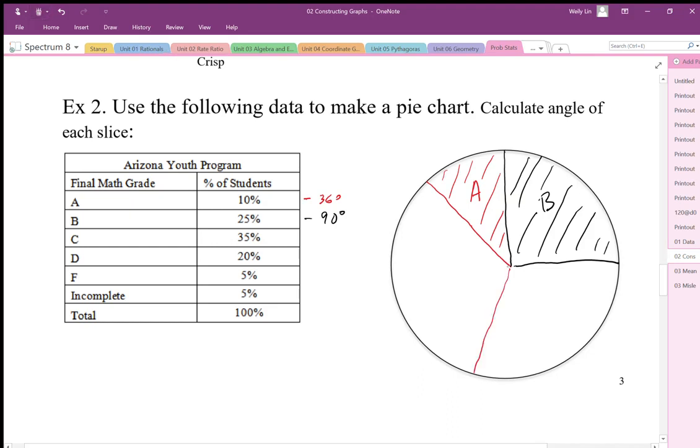Again, I want you to be a little bit more precise with that and actually measure the angle. So this is going to be C, the grade of C. Lots of C's in this class, 126 degrees. Okay, and we have D at 72 degrees. 20% represents 72 degrees, so we're going to have a little bit less than 90, something like that. And so this is going to be my D.